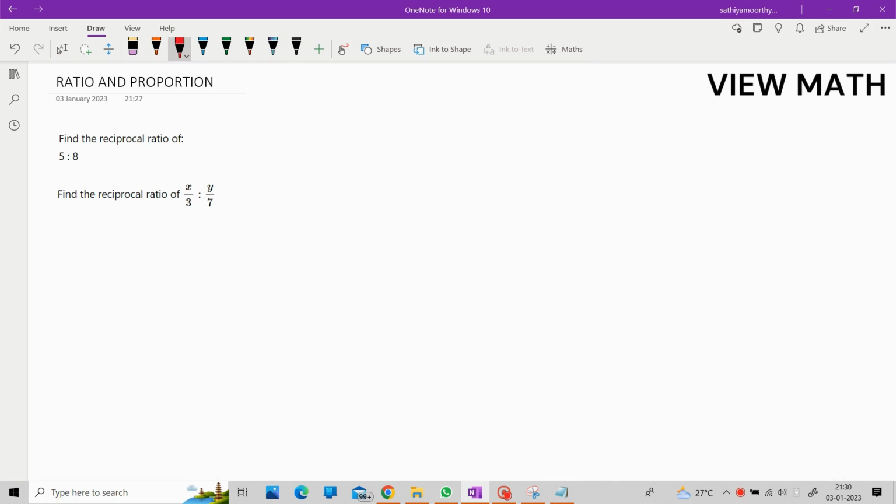Now let's see a problem. Find the reciprocal ratio of 5:8. This is the first subdivision, and the second subdivision is find the reciprocal ratio of x/3 : y/7. So first let me do the solution for the first subdivision.